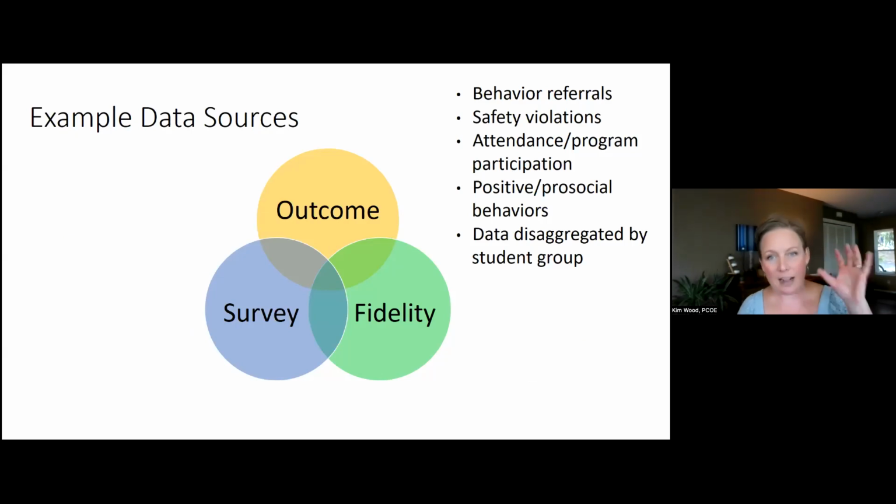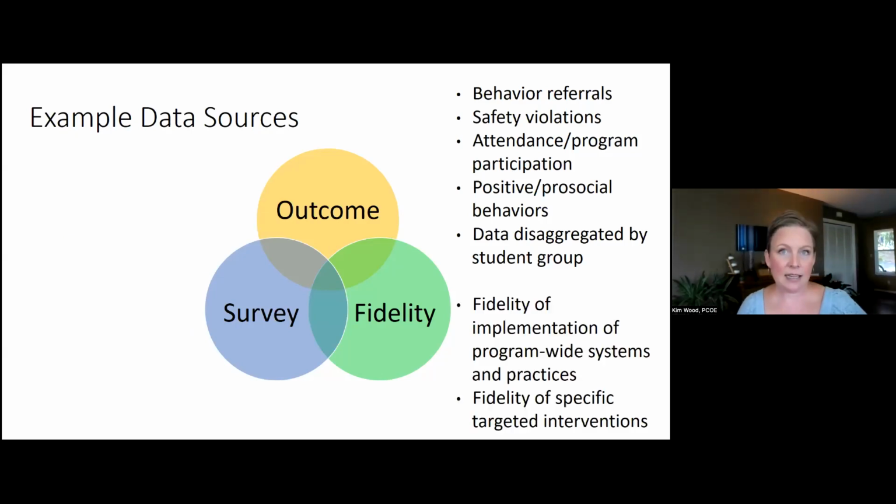So we've got our outcome data, we've got fidelity data. How well are our staff implementing the things that we've all agreed on? If that's where the problem lies, that we're not doing it consistently, then we know what our action plan is, versus if we have to make an action plan that addresses issues with students.